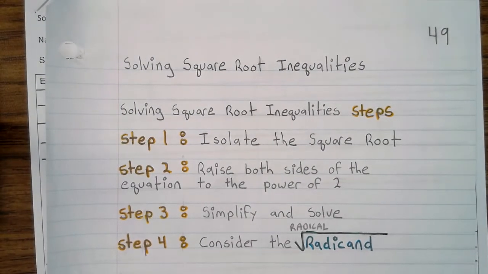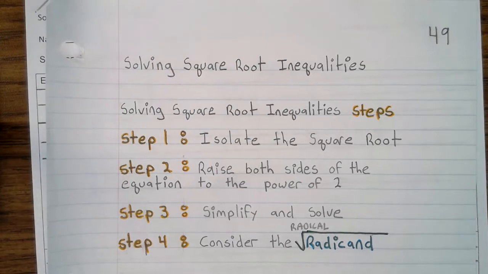Solving square root inequality steps. Step 1, isolate the square root. Step 2, raise both sides of the equation to the power of 2. Step 3, simplify and solve. All right, now let's look at steps 4 through 6.